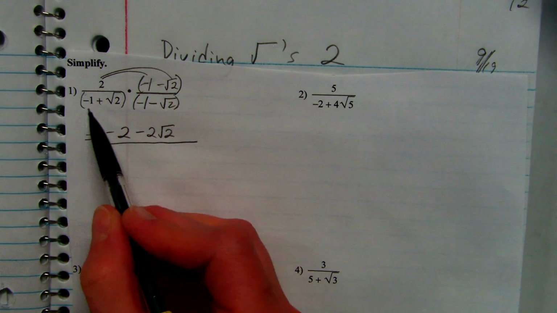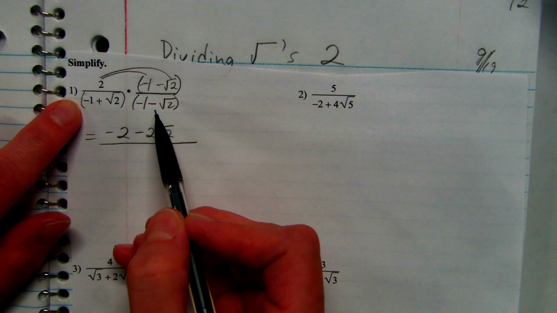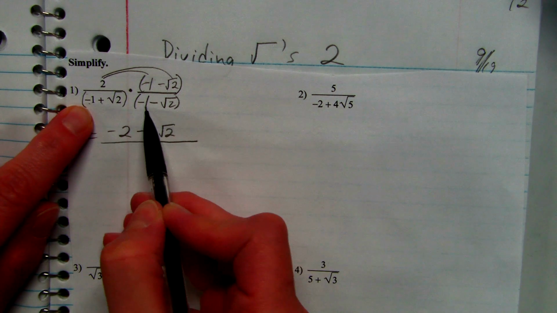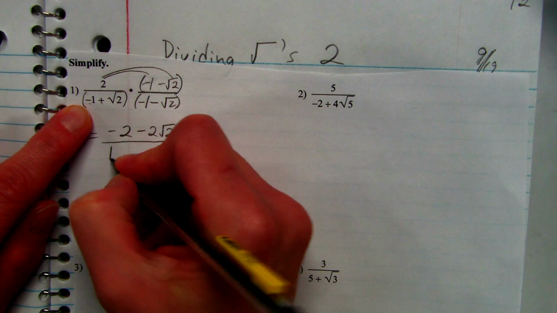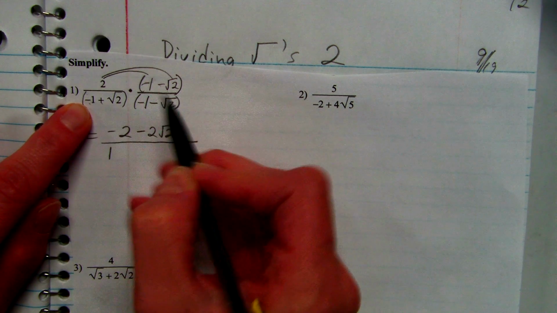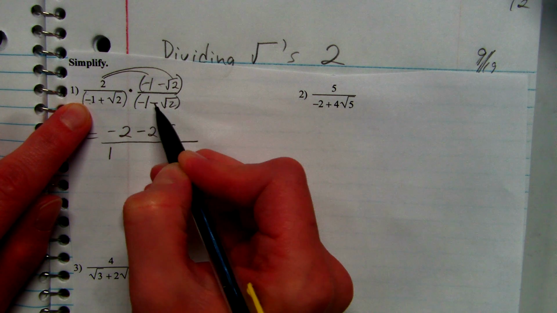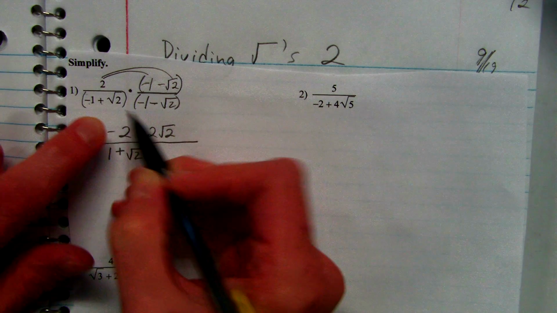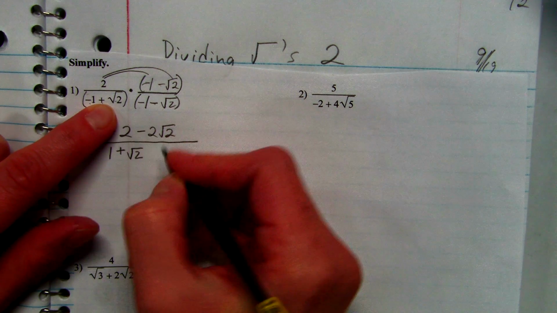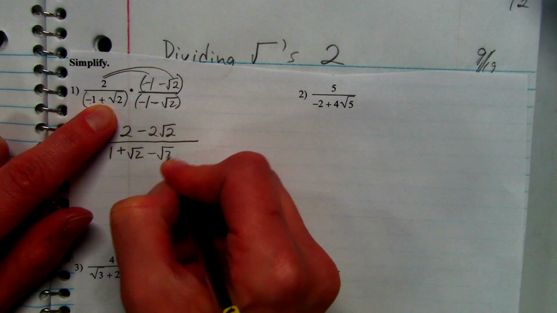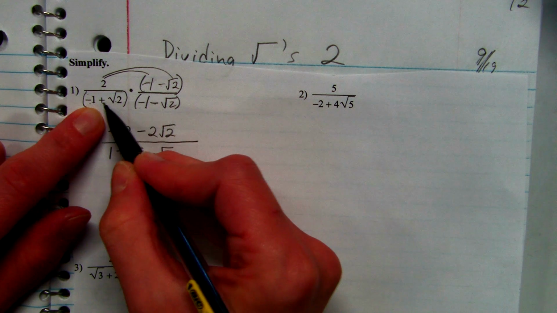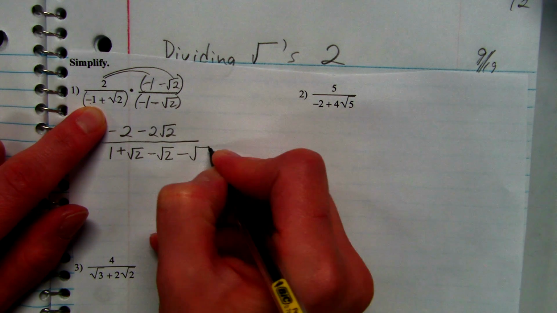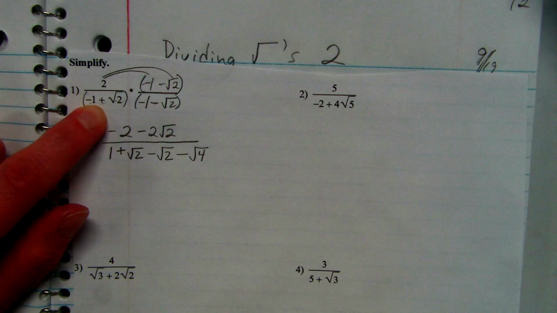On the bottom, though, we have to do FOIL. So first, outers, inners, last, we're going to distribute everything to everything. So negative 1 times negative 1 is 1. Then I take this negative 1 times that minus square root of 2. So we think of that as negative square root of 2. That makes that plus square root of 2. And then I'm going to have positive square root of 2 times negative 1, which makes negative square root of 2. And then I have positive square root of 2 times negative square root of 2, which is negative square root of 4. Or you could skip to just 2.